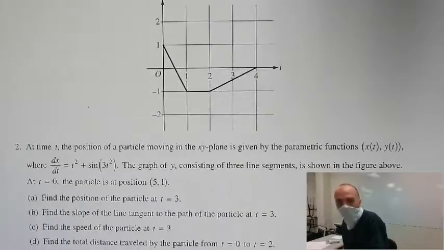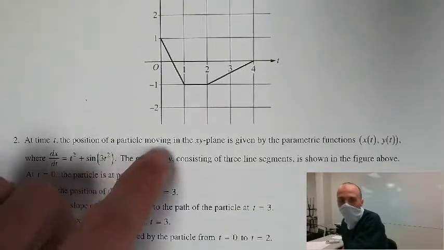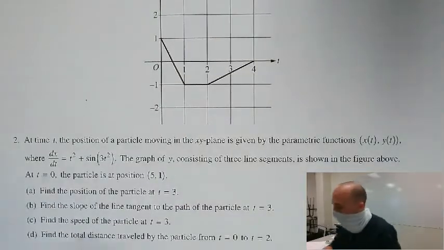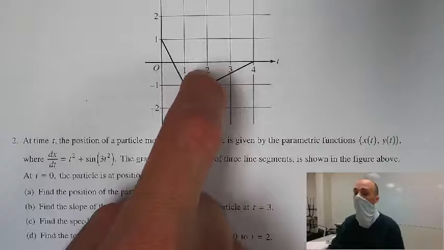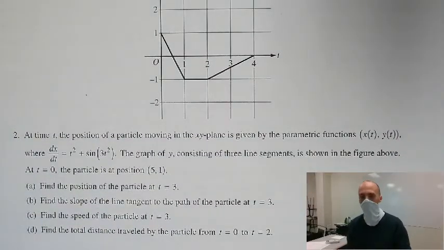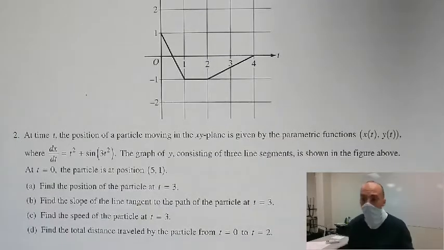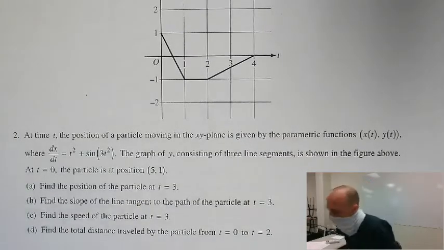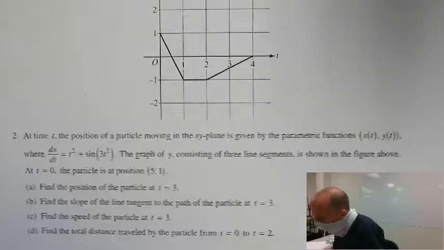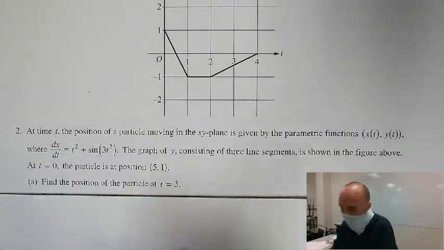Here they're giving us an equation for dx dt and the graph of y of t. So they're giving us the x velocity but the y position. And that's, I think, the subtlety of this question: one of them is the derivative, one of them is the original, one of them is given to you in an equation, one of them is given to you as a graph. It's like a mixed media situation. So, find the position of the particle at time t equals 3. We're going to be able to do that.